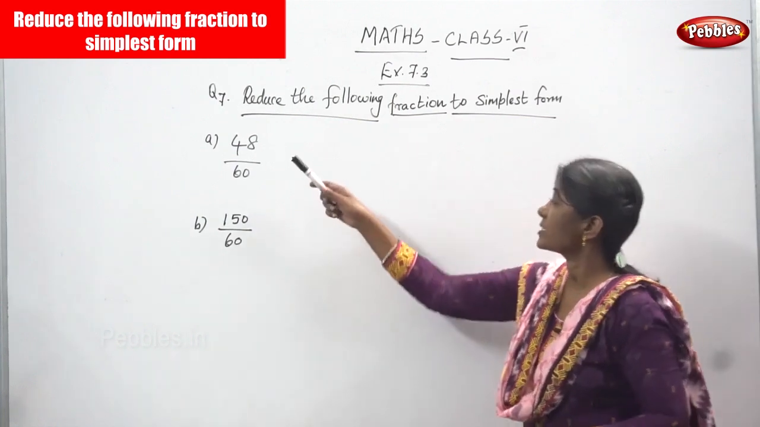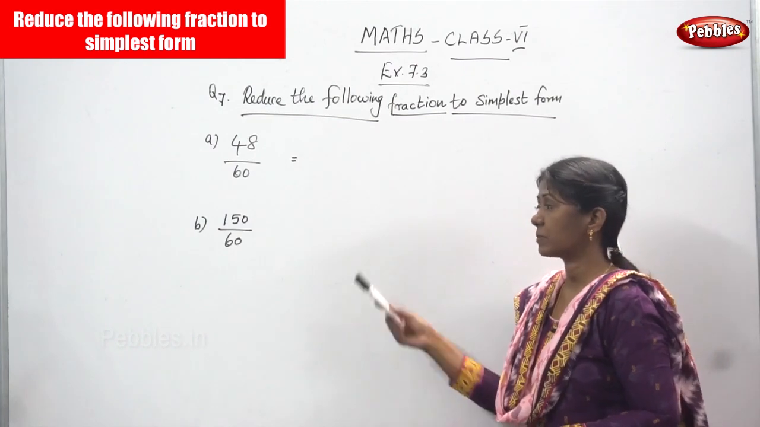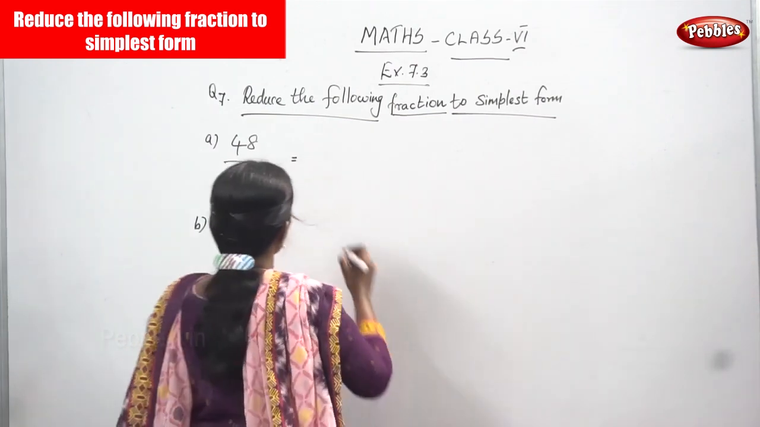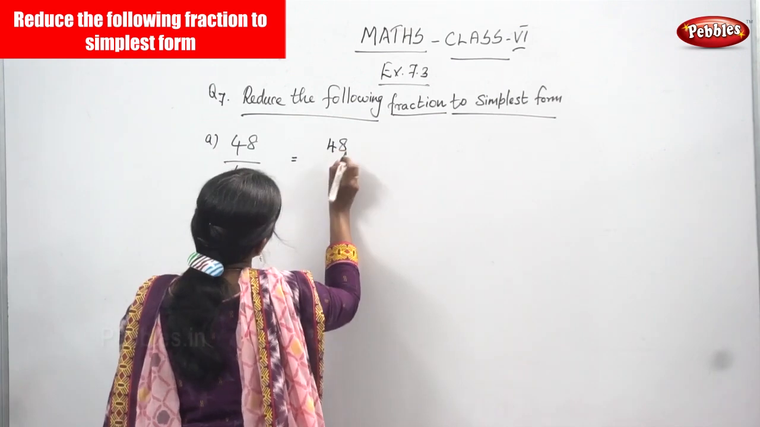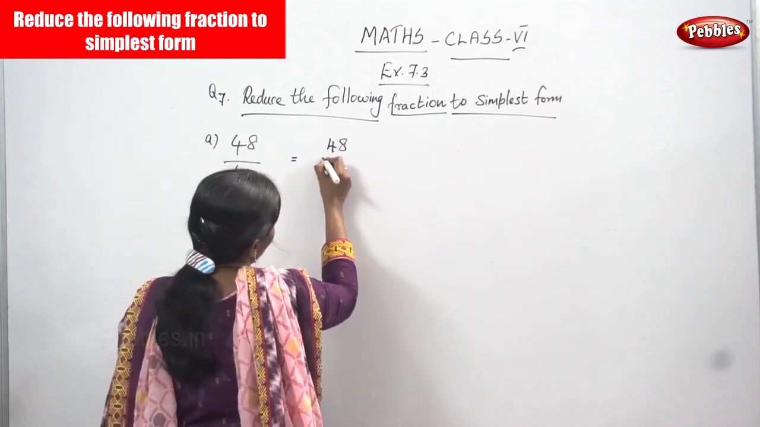Now we are going to see question number 7. Reduce the following fraction to simplest form. The question is 48 divided by 60. So now we are going to do the sum, reducing this fraction to its simplest form.